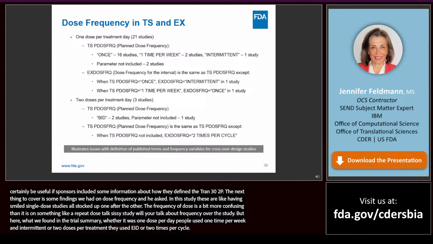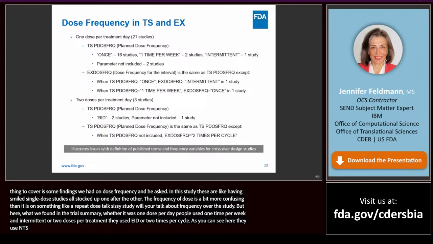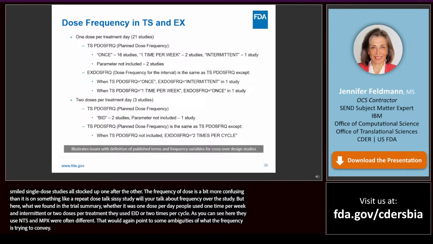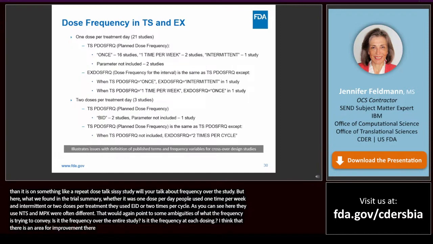And as you can see here, the use in TS and the use in EX were often different. And that would, I think, again point to some ambiguities of what the frequency is trying to convey. Is it the frequency over the entire study? Is it the frequency at each dosing period? And I think that there's an area for improvement there because of the variability that we saw across TS and across EX.